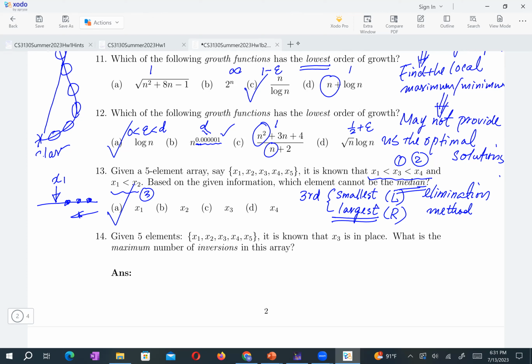Then number 14. I saw so many students gave me answer 6. The answer is 10, not 6. Answer is 10, not 6. I haven't completed grading, so I will see how many of you got 10.